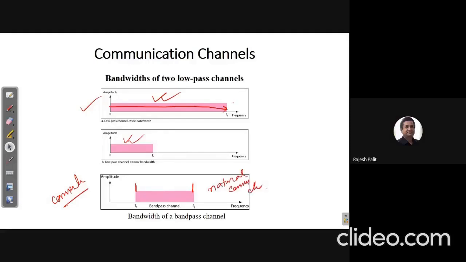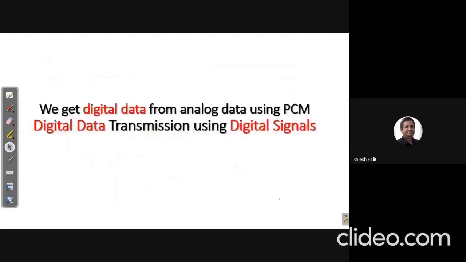And digital signal requires this type of communication channel. Okay, yes sir. But the natural communication channel is like this.